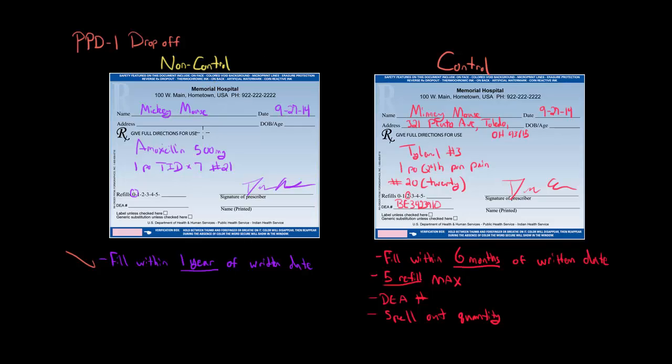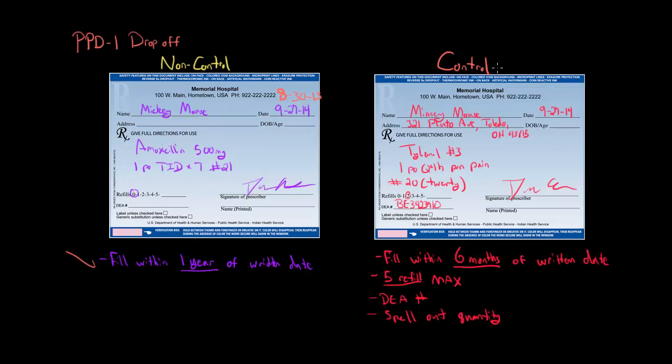For a non-control, really the main thing you need to pay attention to is you need to fill it within 1 year of its written date. So if somebody dropped off a prescription and it was written, let's give you an example here, on August 30th of 2013, this date falls longer than 1 year from today's date. So this would be an expired prescription. If the written date by the physician was 8/30/13, it's expired. So just make sure that when you're looking at scripts and taking them in, you check the date and make sure it's within 1 year of the written date to today's date.